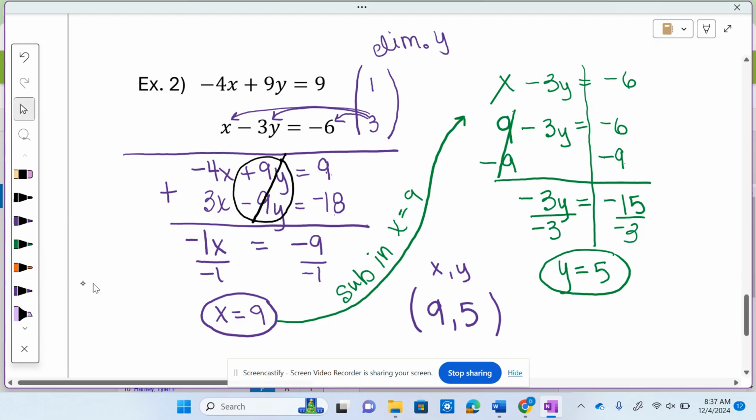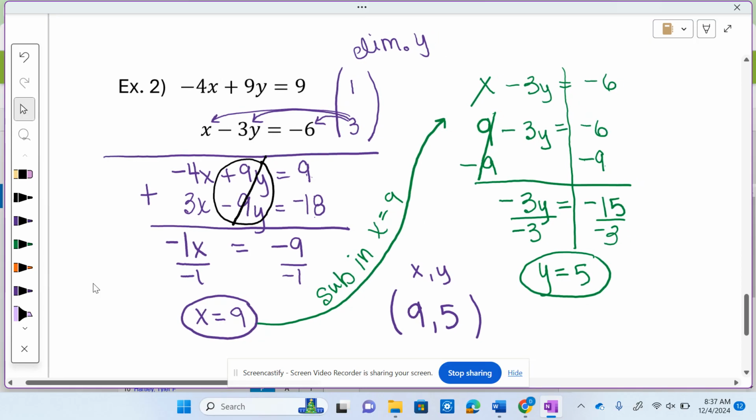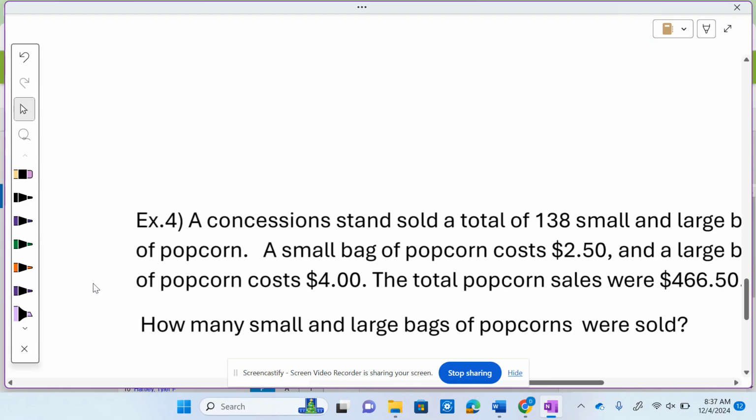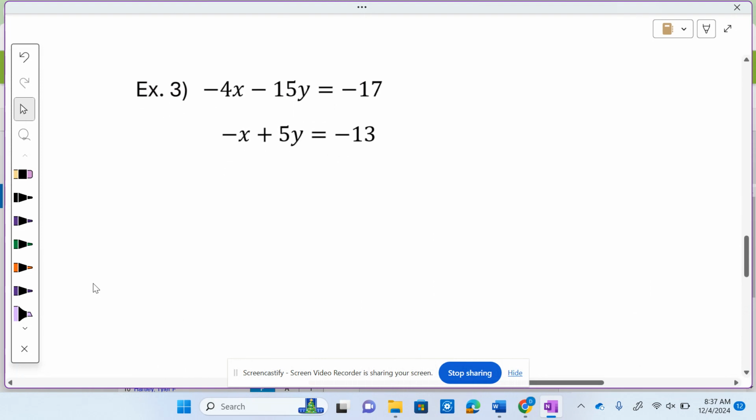Thank you. Let's look at example number 3. Does anyone need more time with this? Okay, let's go to example number 3. Brianna, do you want to get rid of the X's or the Y's first? Make a choice. X's. Okay. So Brianna wants to get rid of the X's.